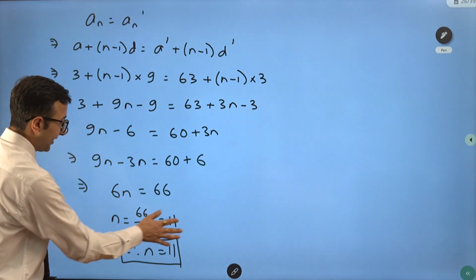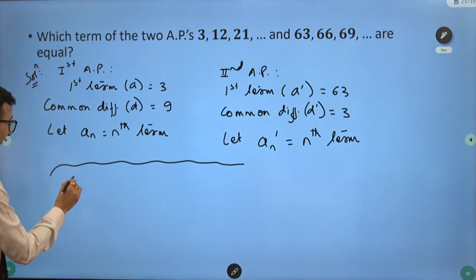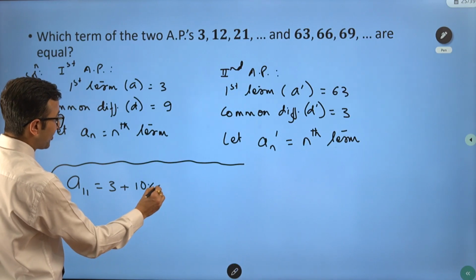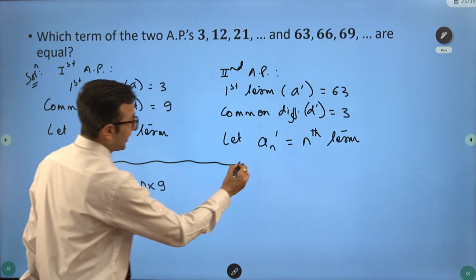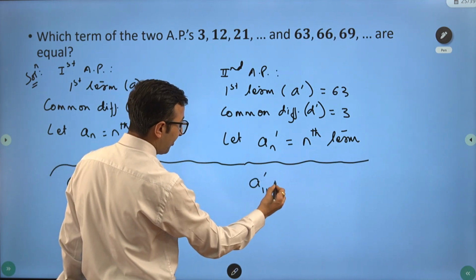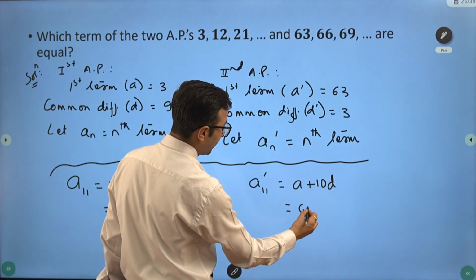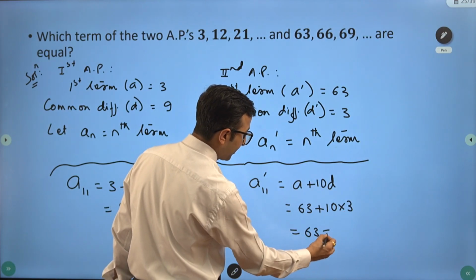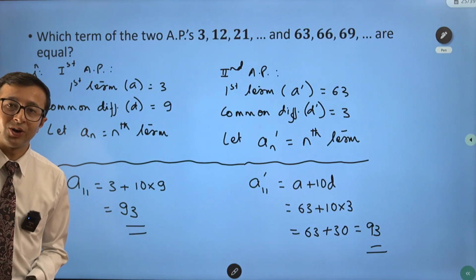Do you want to check? We'll do that here. For this, we'll find the 11th term. For the first AP, the 11th term is 3 plus 10 into 9. So 90 plus 3 is 93. For the second AP, the 11th term will be A plus 10D. So the first term is 63 plus 10 into 3. 63 plus 30, which is equal to 93. So their 11th terms are equal.